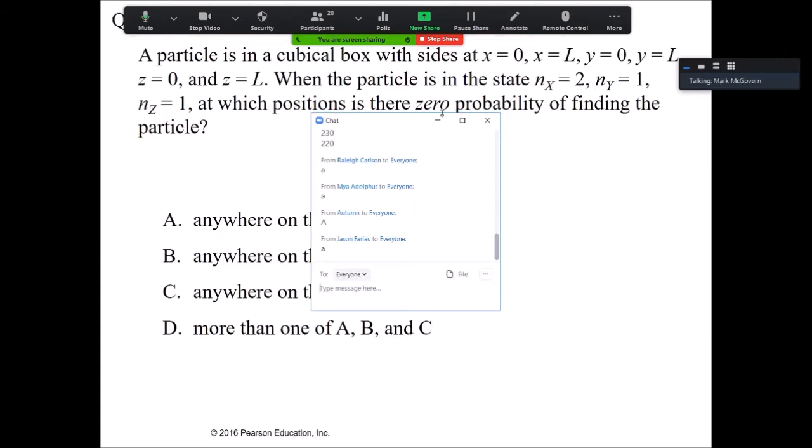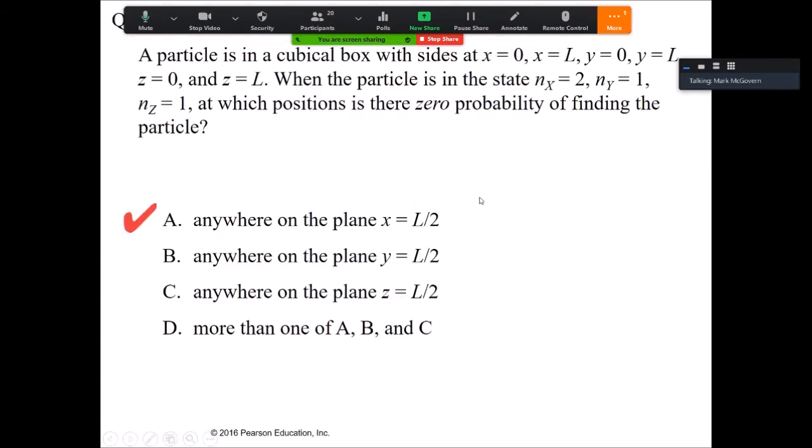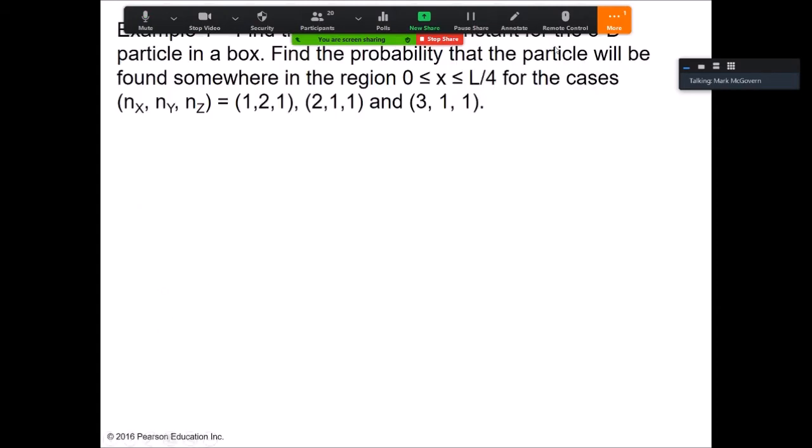All right, everybody's saying A. A is good. Yep. If the quantum number for x is 2, then you have 2 regions, and in the middle it's 0. So that's good. Okay. So let's do a couple problems here.